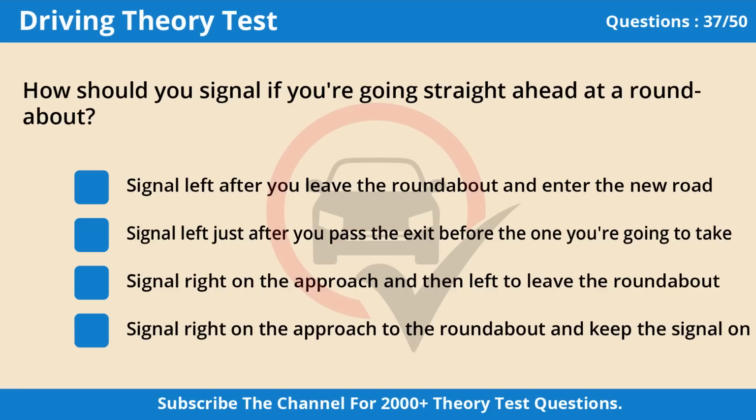Question 37. How should you signal if you're going straight ahead at a roundabout? A. Signal left after you leave the roundabout and enter the new road. B. Signal left just after you pass the exit before the one you're going to take. C. Signal right on the approach and then left to leave the roundabout. D. Signal right on the approach to the roundabout and keep the signal on.